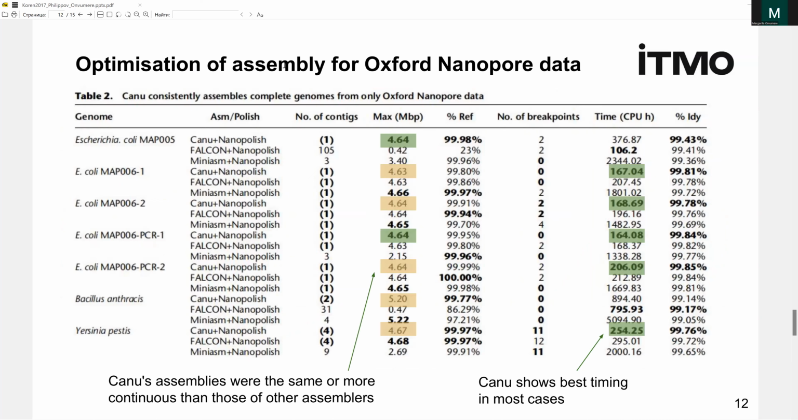Okay, so for Oxford Nanopore data, we see similar results. In general, Canu's assemblies were the same or more contiguous than those of other assemblers. And again, Canu shows great timing in most cases. Next slide, please.